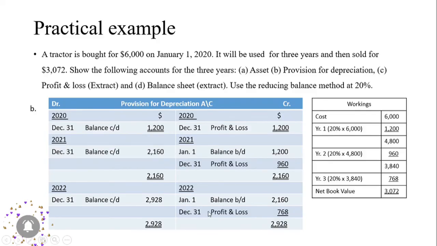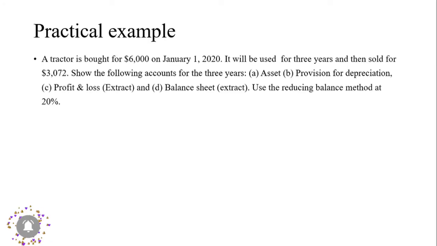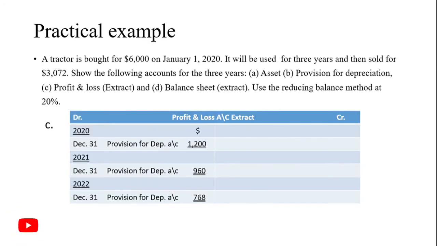Again, this depreciation is calculated at the end of the period, and should be transferred to the profit and loss account because it's an expense, and you find 20% of the reduced balance, which is now 3,840. 20% of 3,840 is 768, and that is the depreciation for the third year. And if you had more years, you would just continue in the same vein, same procedures. All right. So the profit and loss extract.